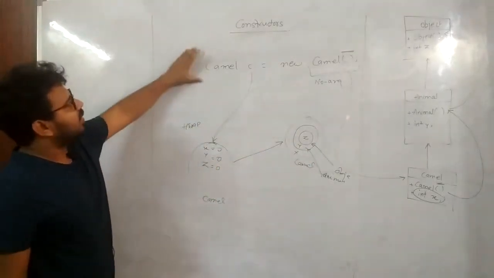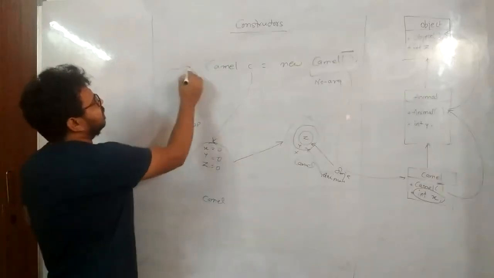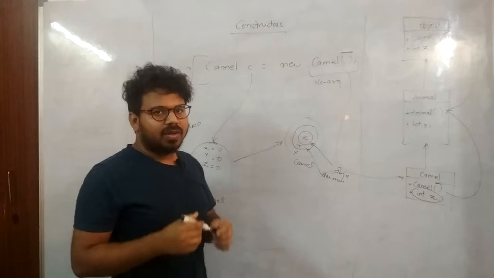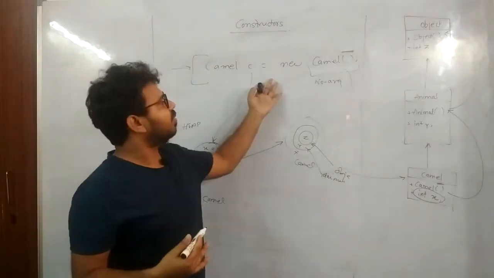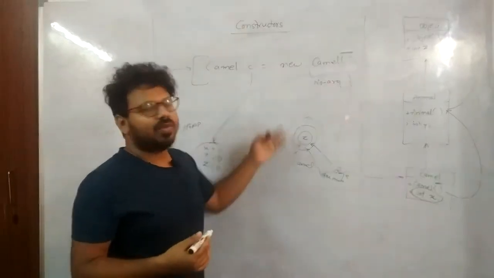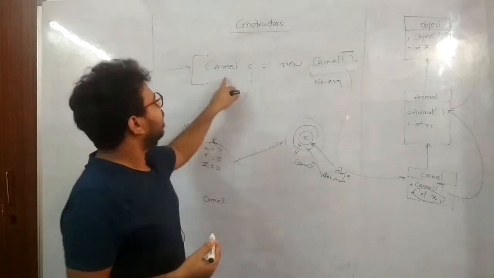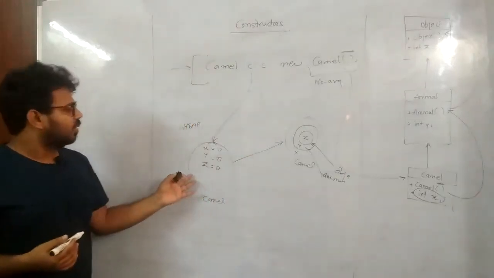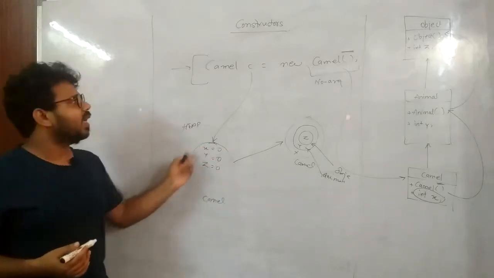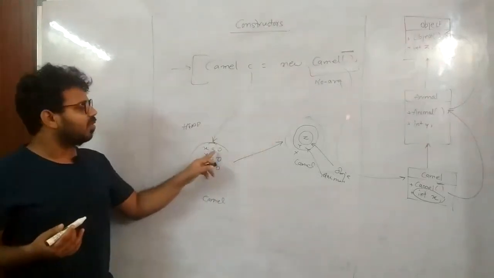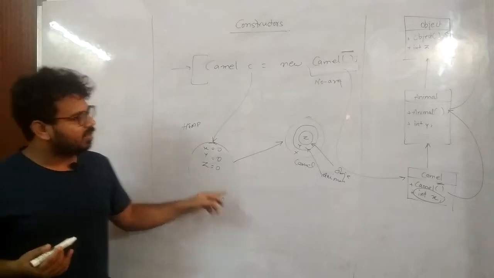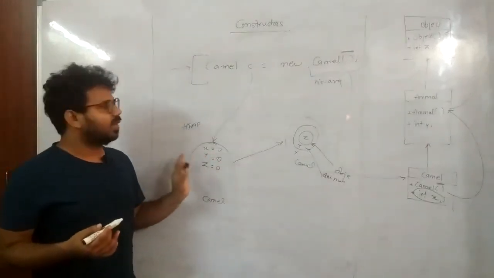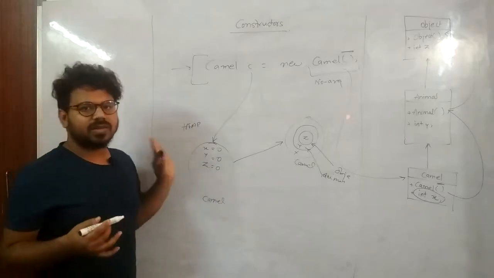Now see this particular line, Camel c = new Camel(). What happens at this line? We have seen this line multiple times. It means that we are going to create a new object with the help of the new keyword, and the default values for these integer variables will be 0, since all are integers. Till now I think you are clear with this.